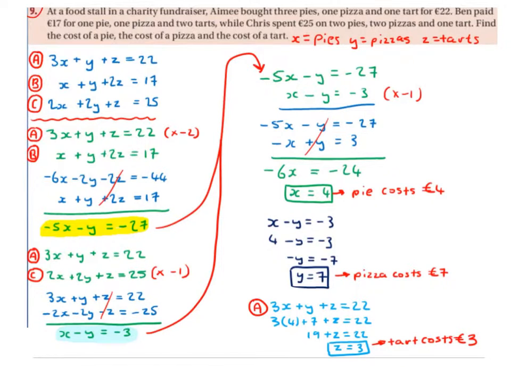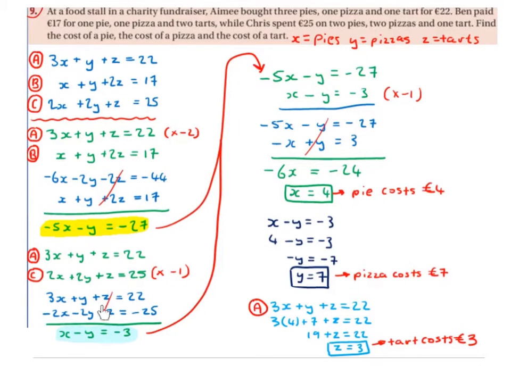Next I'm going to take equation A and equation C. I'm going to multiply equation C by minus 1. So 2X multiplied by minus 1 is minus 2X. 2Y multiplied by minus 1 is minus 2Y. Z multiplied by minus 1 is minus Z. 25 multiplied by minus 1 is minus 25.